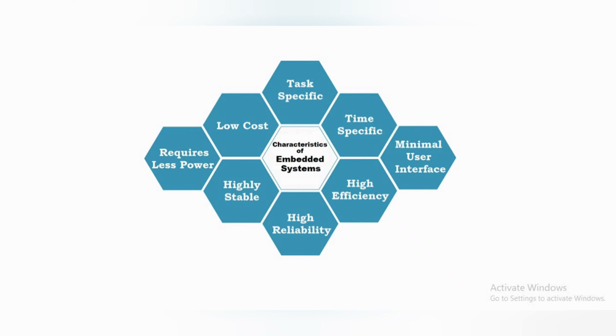There are again different characteristics of embedded systems, but these are some specific and most important ones. You can see here: task specific, time specific, minimum user interface, high efficiency, high reliability, high stability, requiring less power, and low cost. Thank you.